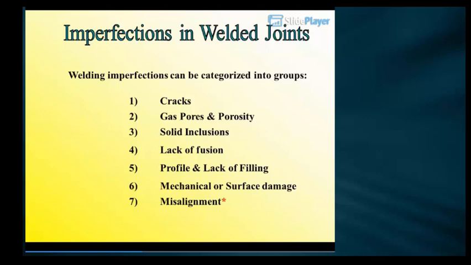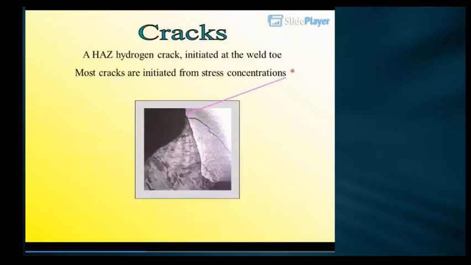Imperfections in welded joints. Welding imperfections can be categorized into groups. 1. Cracks. 2. Gas pores and porosity. 3. Solid inclusions. 4. Lack of fusion. 5. Profile and lack of filling. 6. Mechanical or surface damage. 7. Misalignment. Cracks: hydrogen crack, initiated at the weld toe.